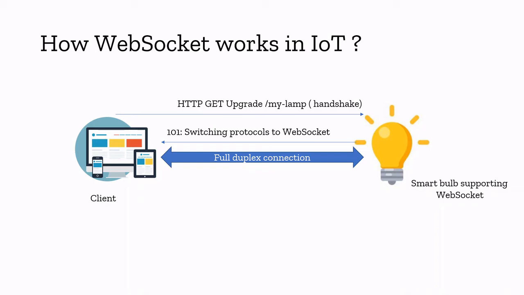You should always make a handshake with the server first. If the server, or the smart bulb, supports WebSocket, it will respond with the 101 status code. If it does not support it, it will still run on HTTP. You can access it over a REST API if it supports that. If the client or server wants to close the connection, they can close the WebSocket connection. That's how simple WebSocket is, and we can use it for a lot of real-time applications.